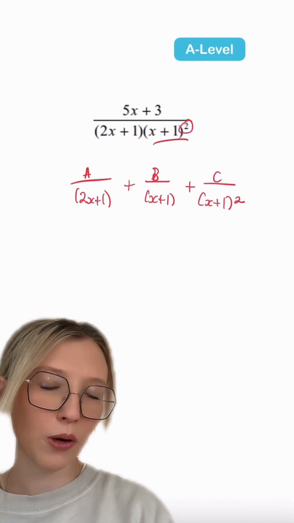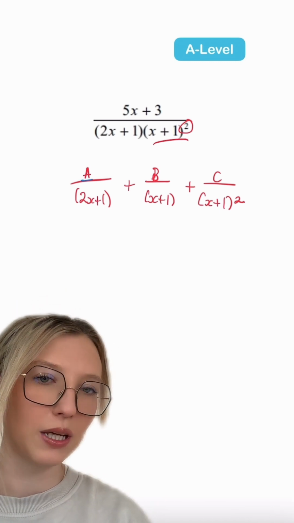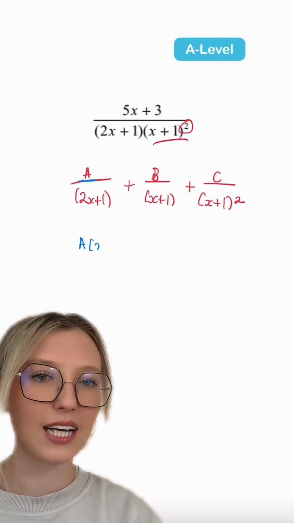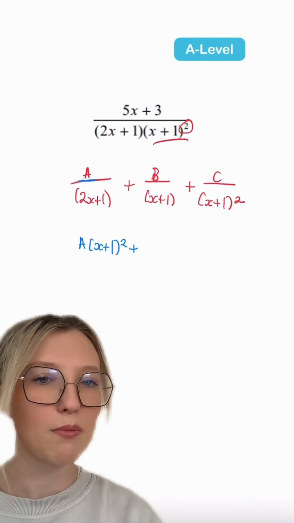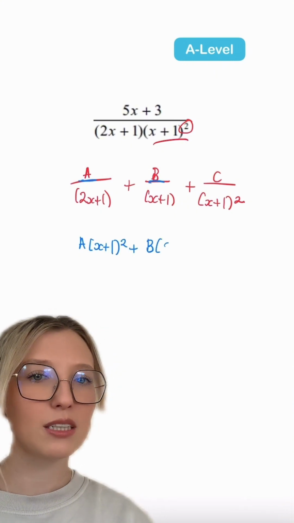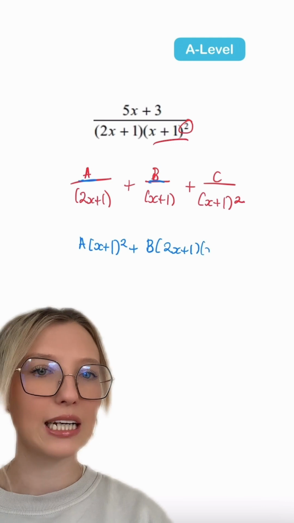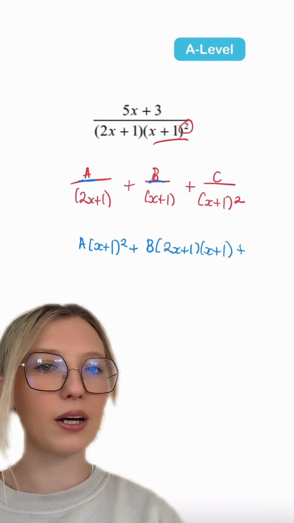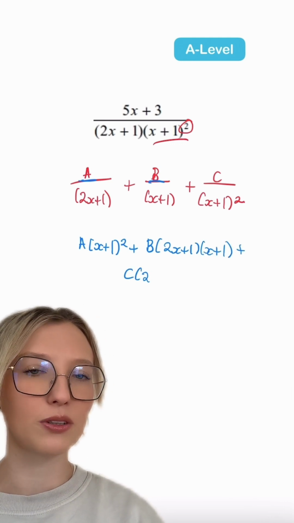We now want to go ahead and work out what this numerator would be if we did have to add these fractions together. So we know we'd have to multiply this A by our x plus 1 squared, we'd need to multiply B by 2x plus 1, x plus 1, and we'd need to multiply C by 2x plus 1.